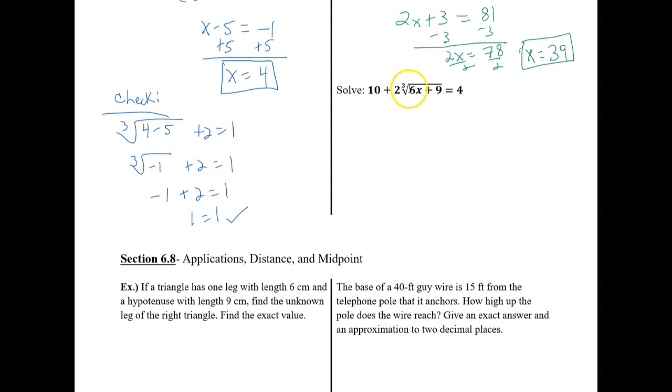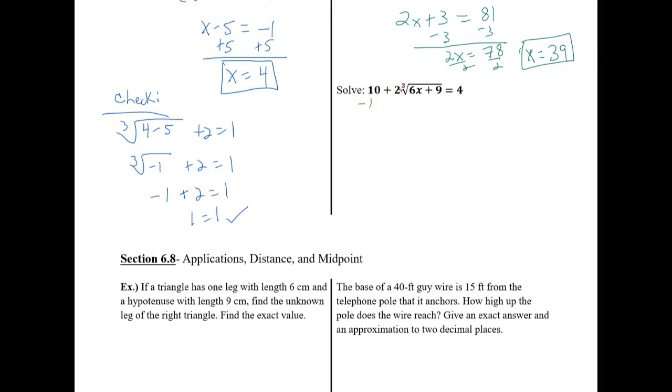Second example, I have a cube root. I need to first isolate it. I'm going to start by subtracting 10 from both sides. Sometimes I see students try to add those first, but you can't, because that's 10 plus 2 times that cube root. Multiplication is more important than addition. You can't add before you multiply. So don't do that.